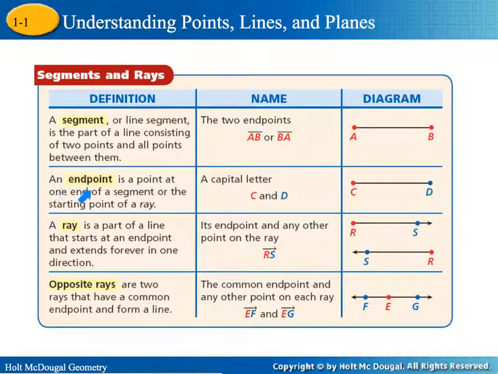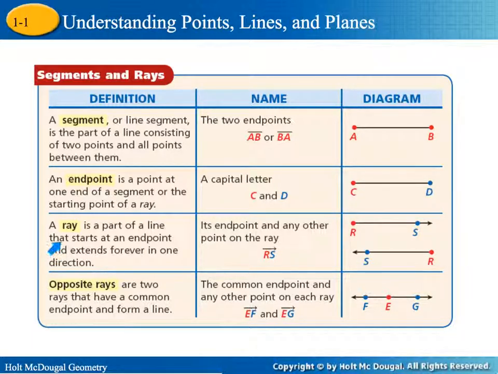An endpoint is a point at one end of a segment or the starting point of a ray. Down below we'll explain what a ray is, so let's just worry about endpoint right now. When we label an endpoint, we're just going to use a capital letter, not cursive like we do on a plane, just a regular capital letter. So over here on the diagram, C and D are the two endpoints. It's just the points that are at the end of a line segment.